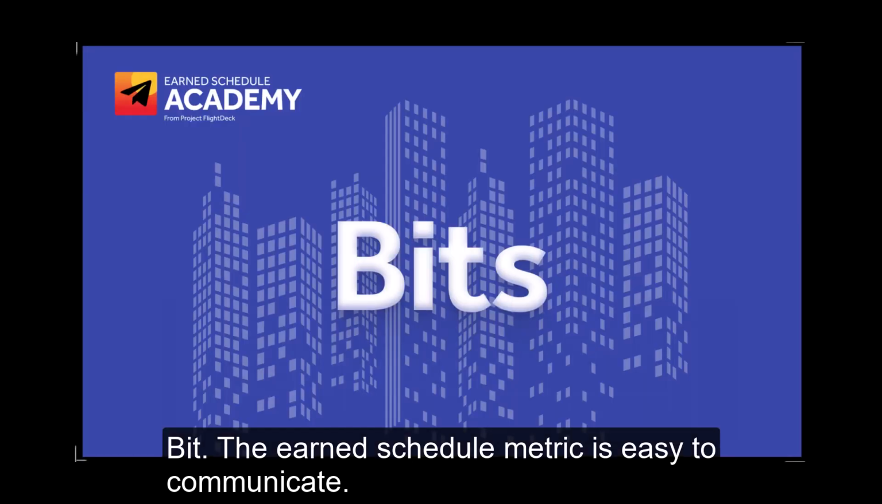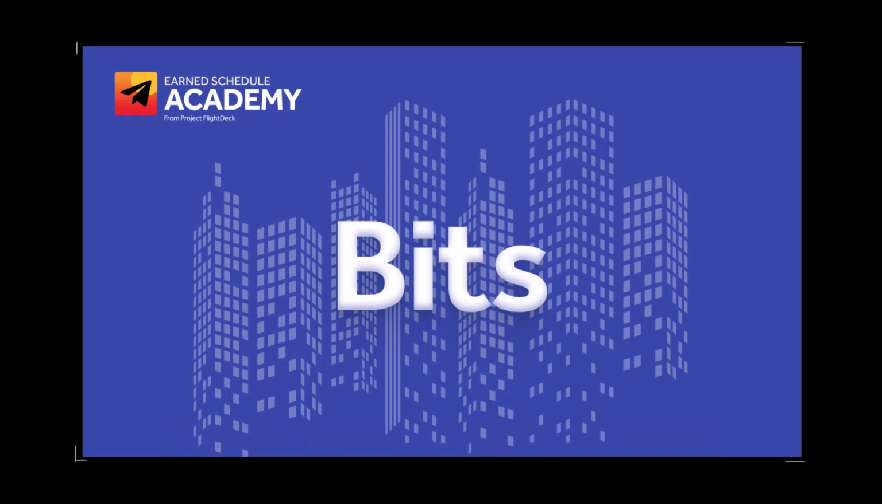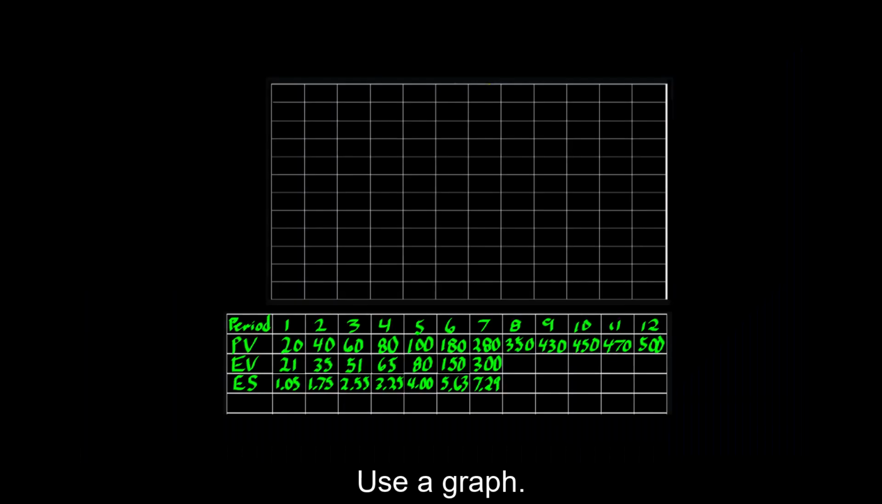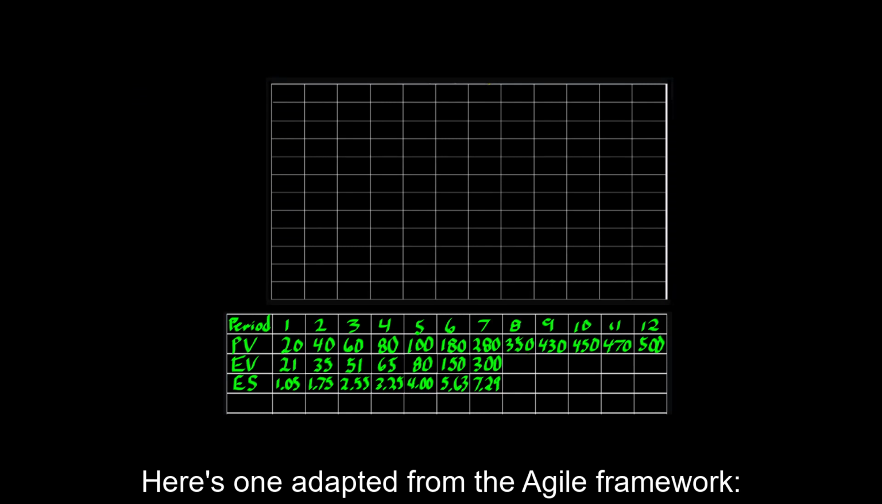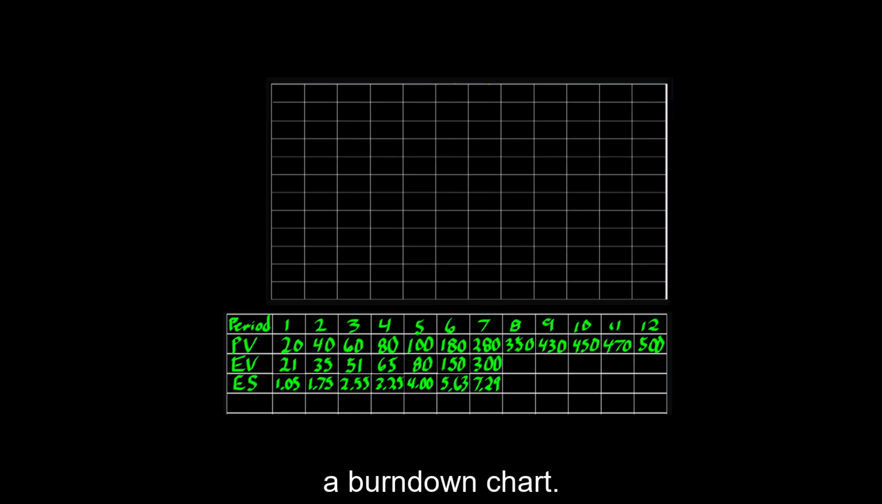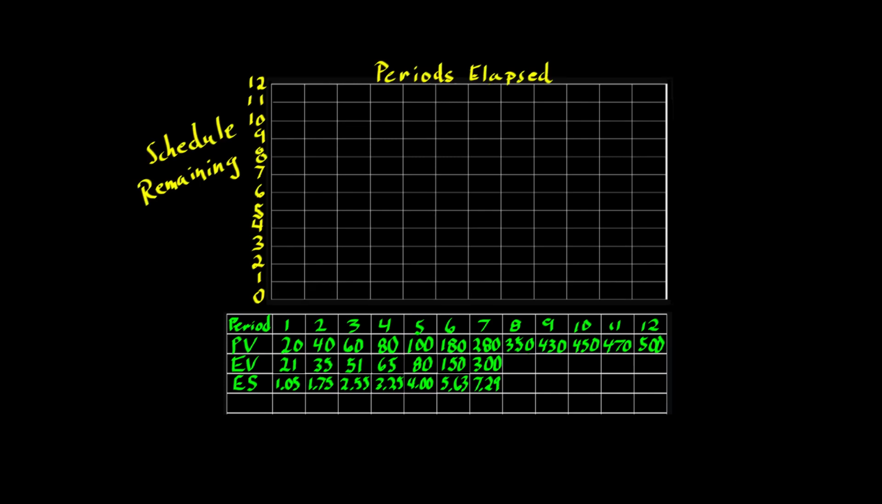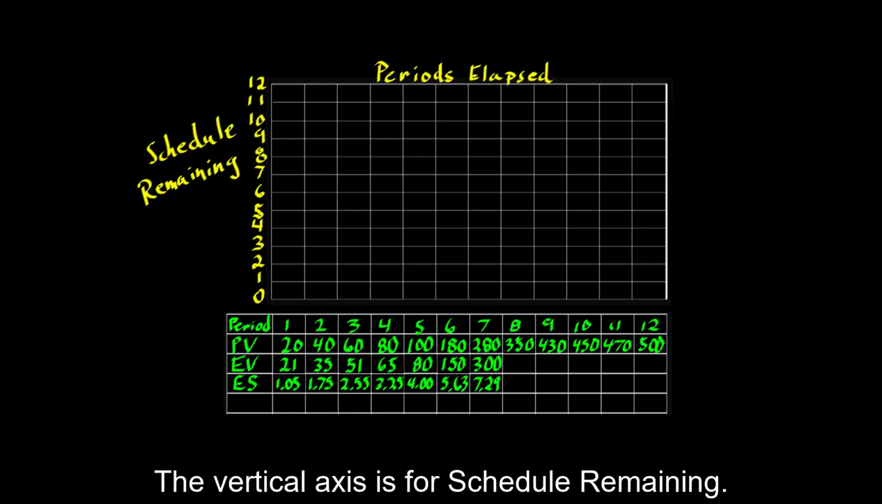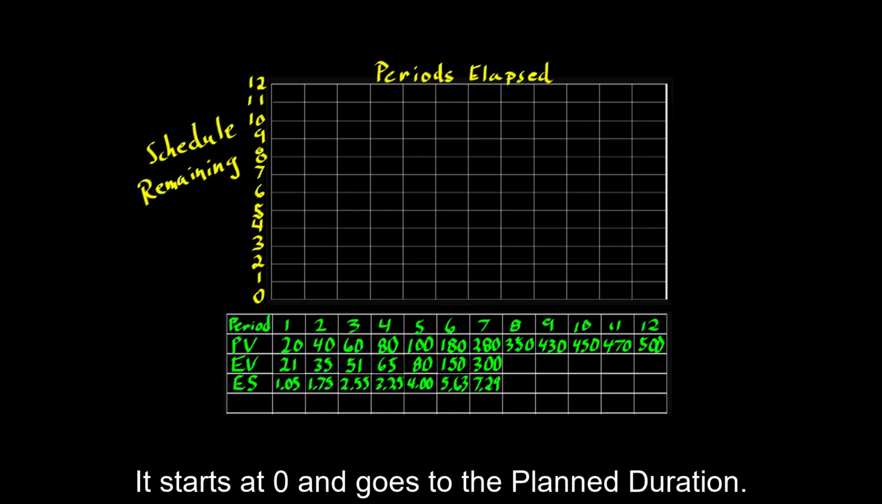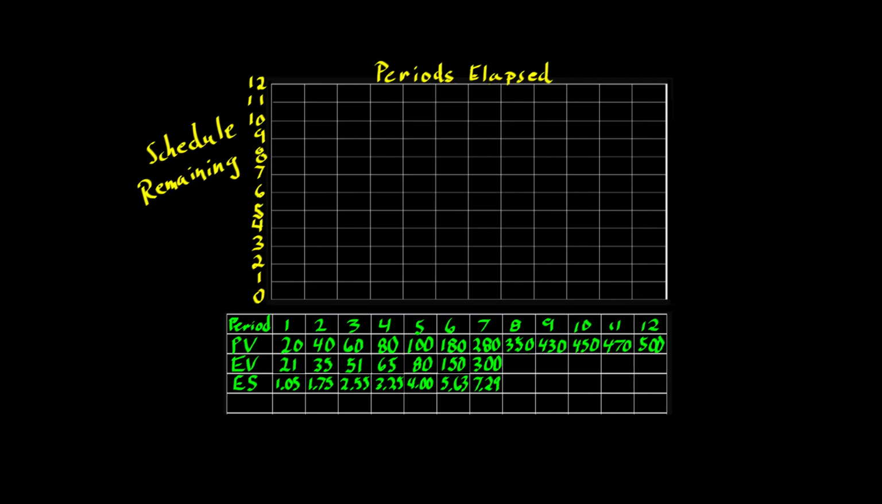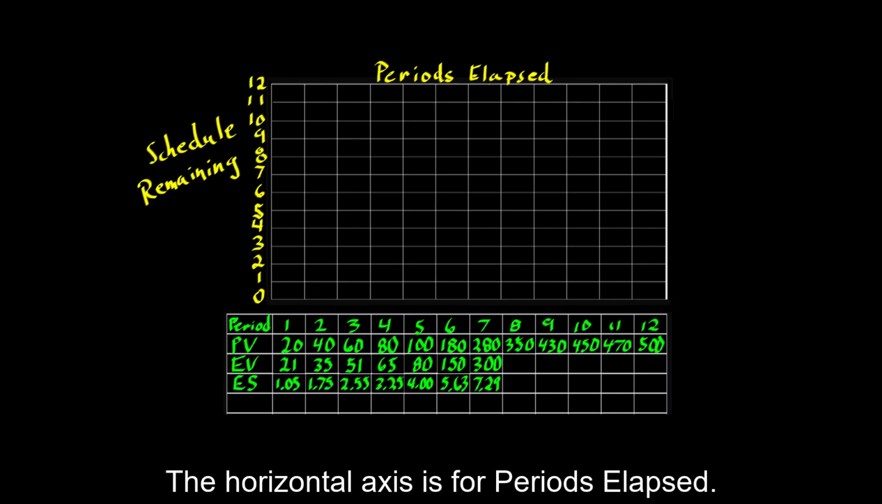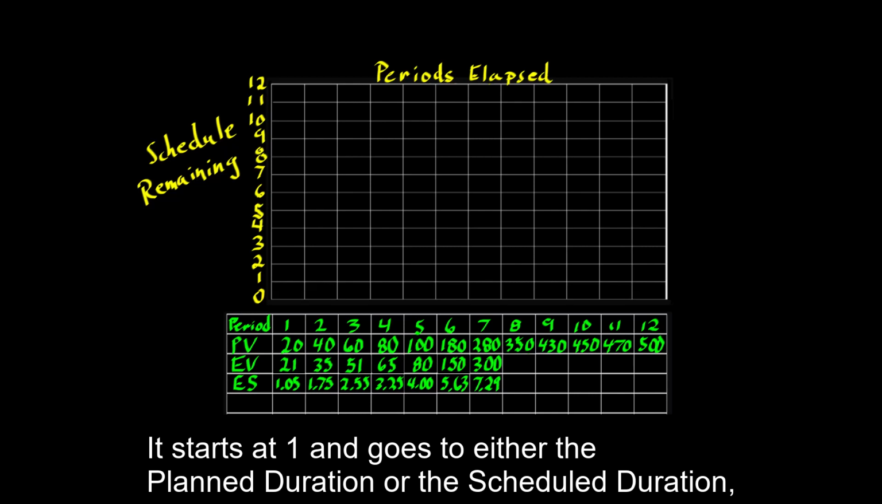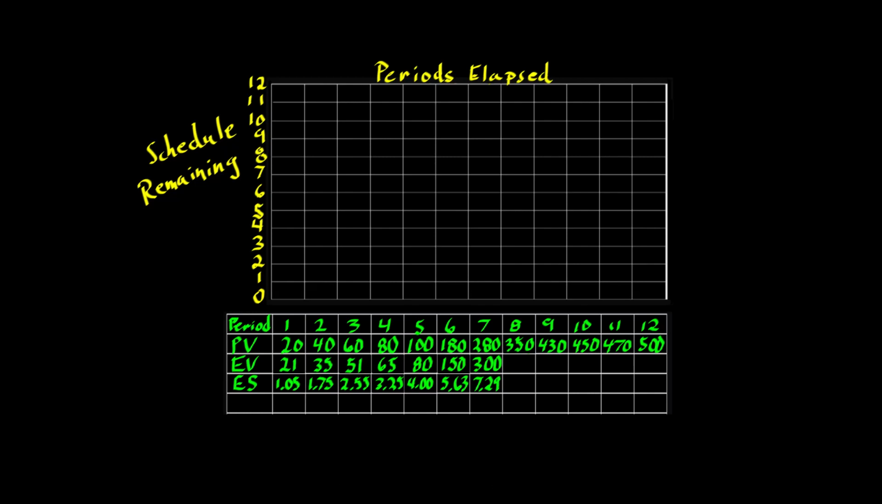Bit, the earn schedule metric is easy to communicate. Use a graph. Here's one adapted from the Agile framework, a burn-down chart. The vertical axis is for schedule remaining. It starts at 0 and goes to the planned duration. The horizontal axis is for periods elapsed. It starts at 1 and goes to either the planned duration or the scheduled duration, whichever is greater.